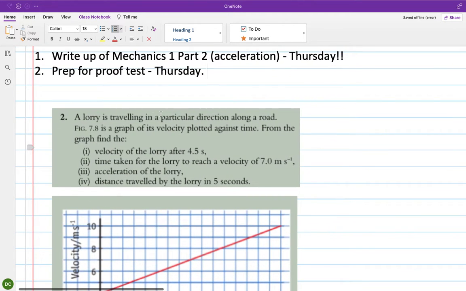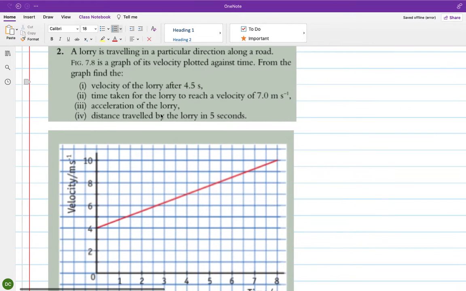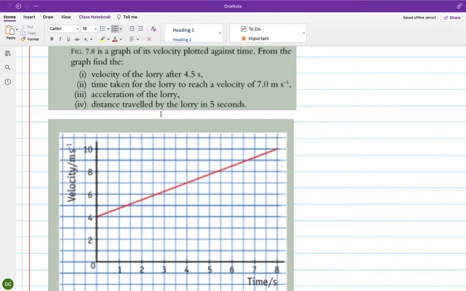All right. So this was the third thing I asked you to do for homework, which was about velocity time graphs, because that's what we were doing in class on Friday. So a lorry is travelling in a particular direction along a road. Figure 7.8 is a graph of its velocity plotted against time. From the graph, find the velocity of the lorry after 4.5 seconds. So 4.5 seconds is a time.